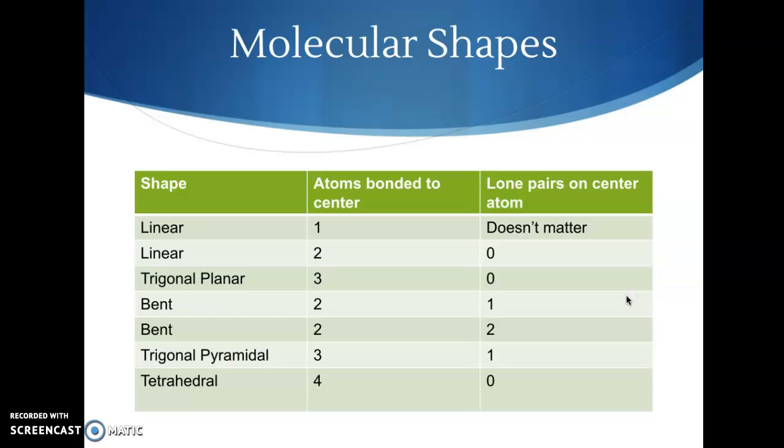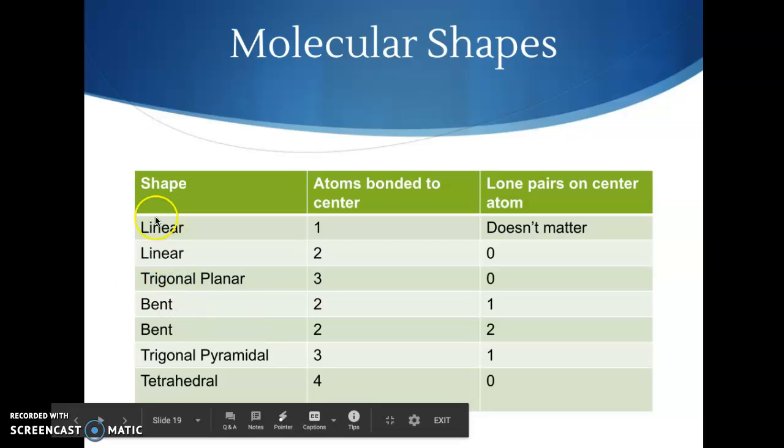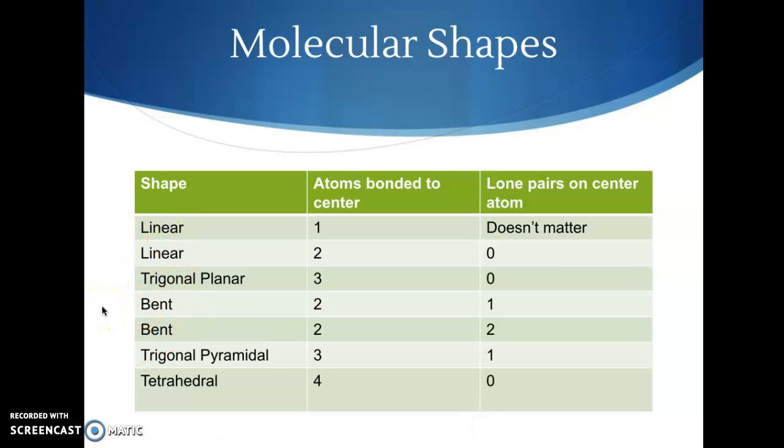All right, and here's the table that summarizes all that. What you'll want to do to figure out the VSEPR shape is start with the Lewis dot diagram. So you'll draw that out, and then you look at the center atom to see how many atoms are bonded and how many lone pairs of electrons are on the center atom. And then you can use this table to tell you what the shape of that molecule is. Okay. All right, so copy this table down, and then that's the end of the notes for this section.